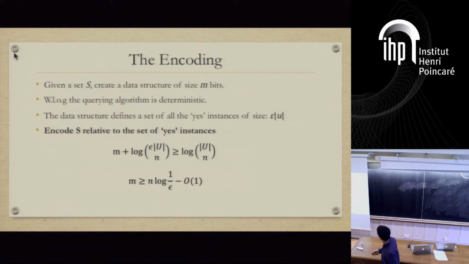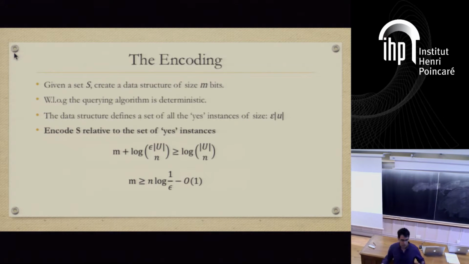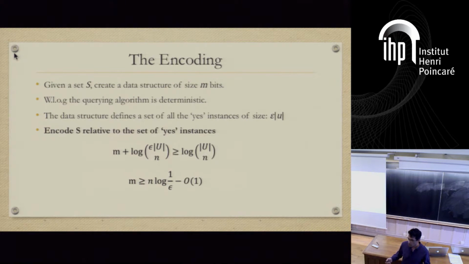And now when we have that, all we have to do is to encode our set explicitly relative to the size of this yes instance. So what is the size of the encoding? We have M, which is our data structure. And now we have a perfect encoding. I want to note here that this is an information theoretic argument. I'm not claiming that this encoding is efficiently computable. In particular, this encoding is the perfect encoding, right? We just enumerate all possible sets and we pick the right one.